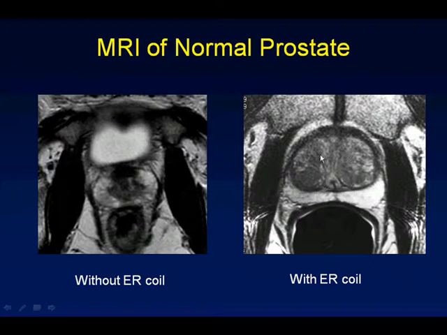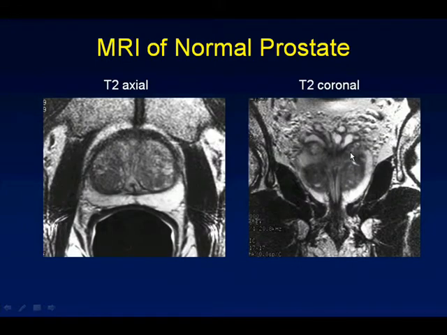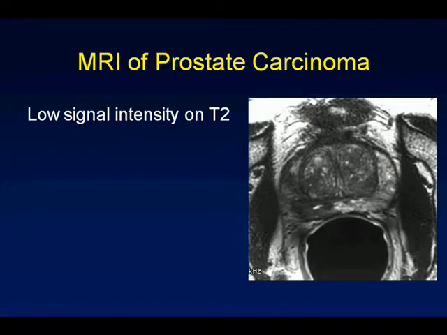You can see here this is the transition zone and central zone. On MRI, we can't differentiate the transition zone from the central zone. We call it collectively the central gland. Okay, so T2, axial and coronal images showing the normal peripheral zone, which I said is homogeneously bright on T2.